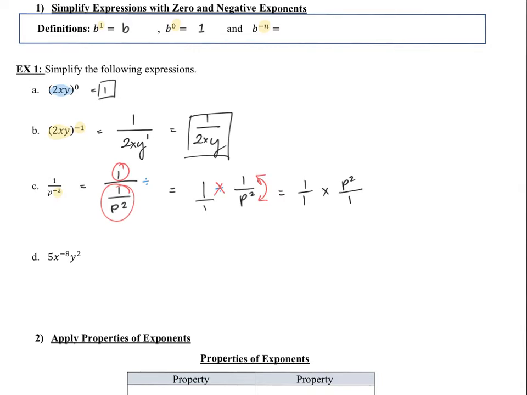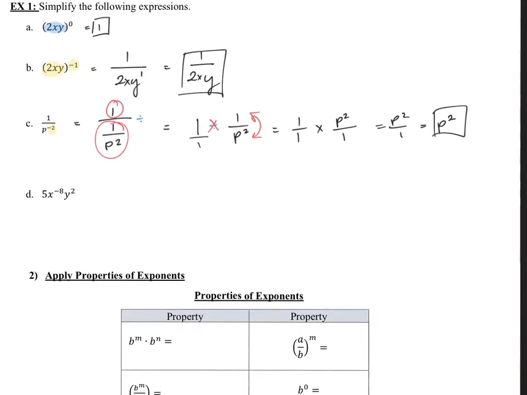All right, and then multiplying this out, I get p to the second power over 1, which is p to the second power. And that is my answer. Once again, if you have any questions on any of these in-between steps, like how to do the multiplication of fractions, please let me know, and I'll send you either a video link or some other form of assistance. Okay, let's take a look at D.